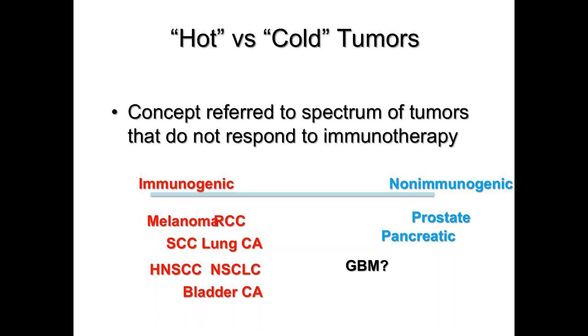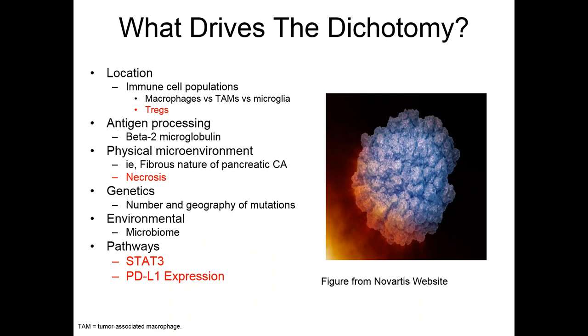Next slide, please. So what drives this dichotomy? And the bottom answer is we don't know yet. Many of us think that there are many different factors, such as the location of the tumor, the physical microenvironment of the tumor, the genetics, and the pathways that are activated in terms of explaining the differences between these cold versus hot. But from a practical standpoint, next slide, please.